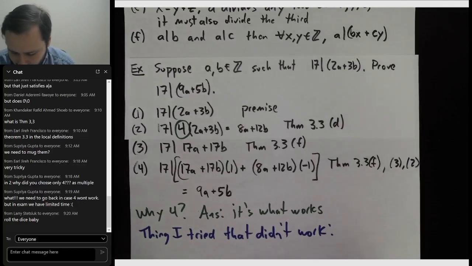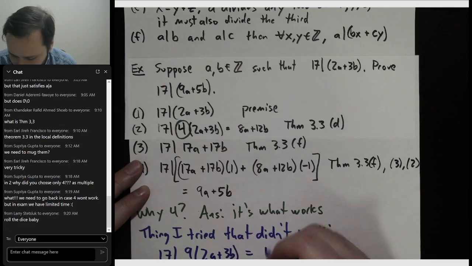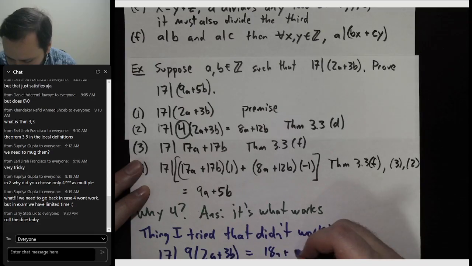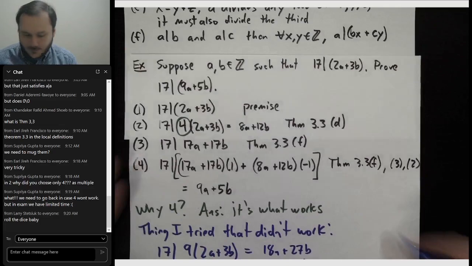I tried 9, so 17 divides 9 times 2a plus 3b, which is 18a plus 27b. And then I tried subtracting off 17. I got 1a plus 10b.